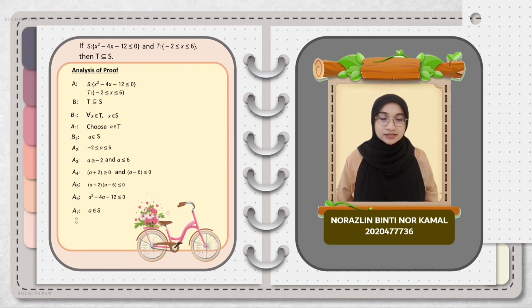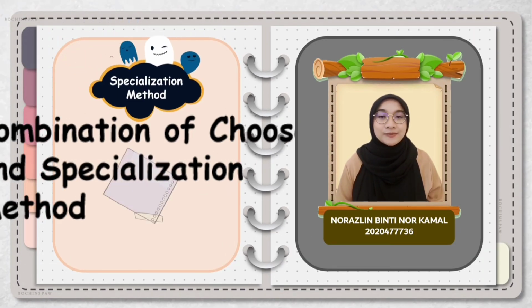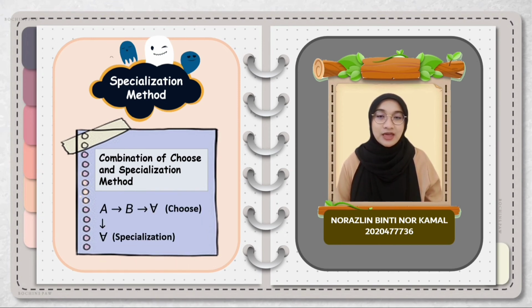Because the expression of A6 is the same as the expression of S, it proves that A7 is logically equivalent with B2. Specialization method. What is the specialization method? Actually, this method is a combination of choose method and specialization method. We need to specialize because in A we have a universal quantifier, and we need to use choose method also in the specialization method because in B we have a universal quantifier.